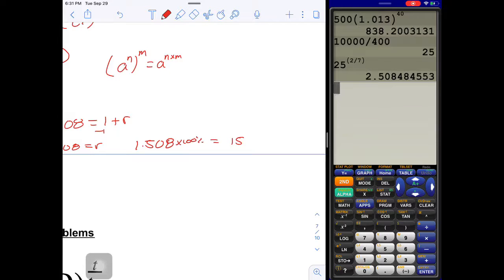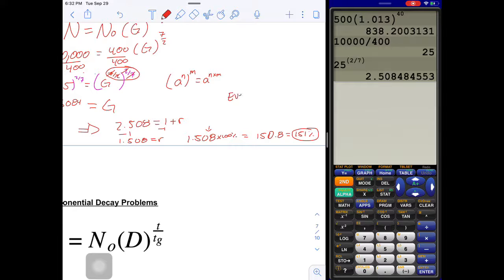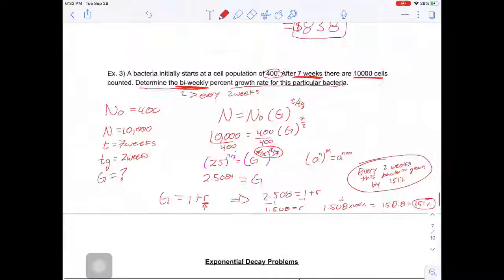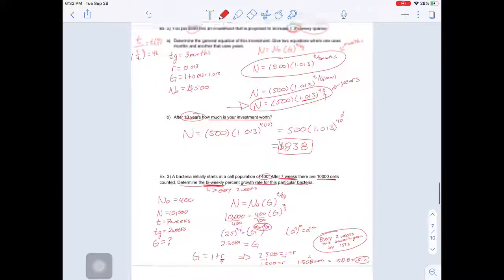And that's going to give me 150.8, and I'm going to round it to 151%. So that means every 2 weeks, this bacteria grows by 151%, which is a huge amount, okay? So it looks like it's growing quite a bit. So if this bacteria is deadly, that's not a very good thing, okay? So hopefully these examples kind of helped clarify some things.